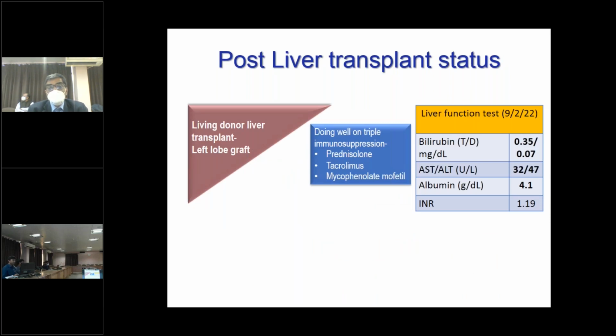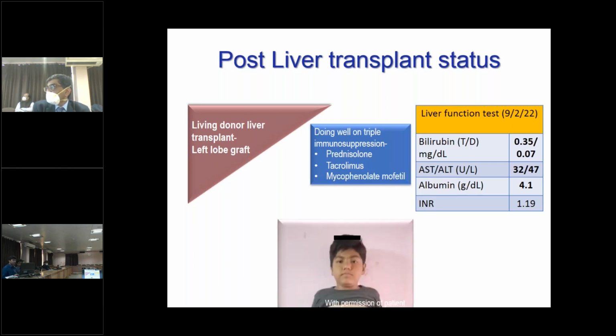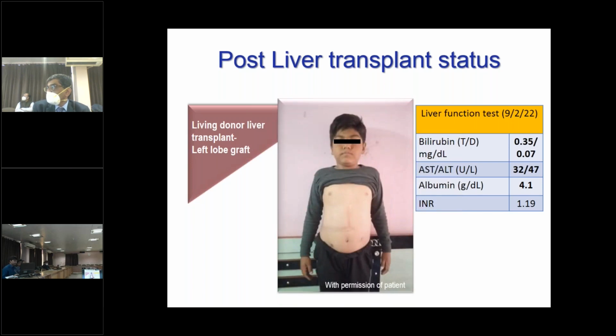Living donor liver transplant with left lobe graft was done on day 11, and child is doing well on triple immunosuppression. His recent liver function test is absolutely normal and child is doing well. This is how he looks at present.